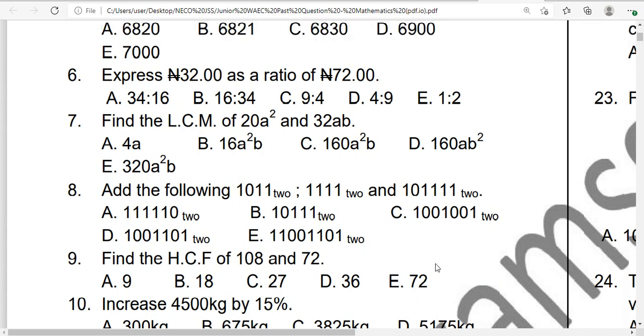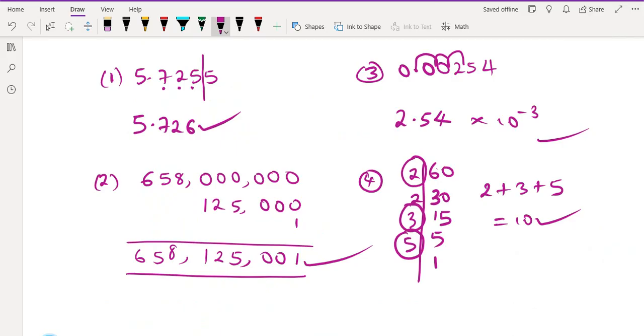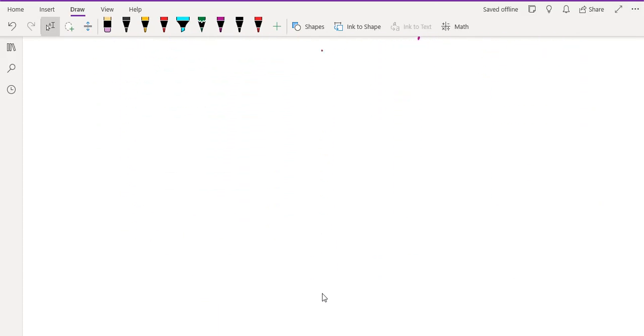Number 6, please. What is ratio? Ratio means divide. Yes, ratio means divide. Division. So it's simply saying 32 naira divided by 72. And that is one over, which is also a ratio. Right? Yes.